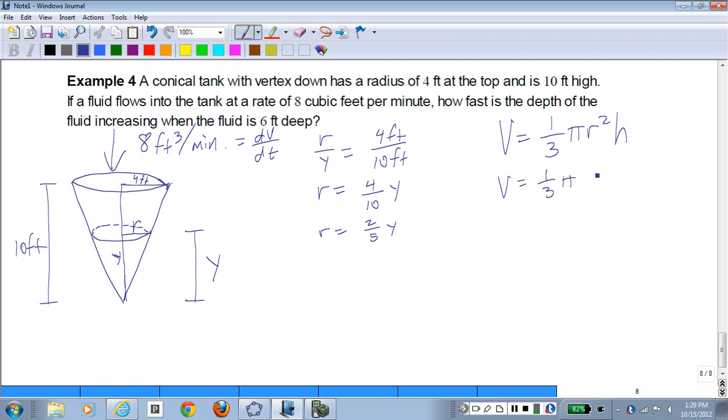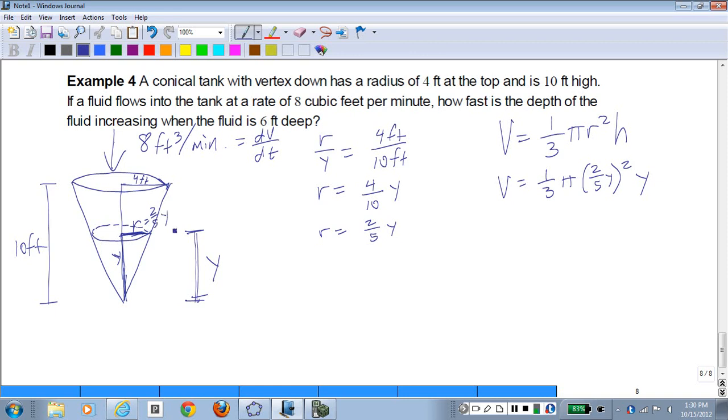1/3 pi times 2/5 y quantity squared times... is the height 10? The height is y. Oh, okay. That's what we decided on after much discussion. The height is y. So r is 2/5 of y, and h is equal to y. So for any particular depth, this quantity is going to be 2/5 of this quantity.